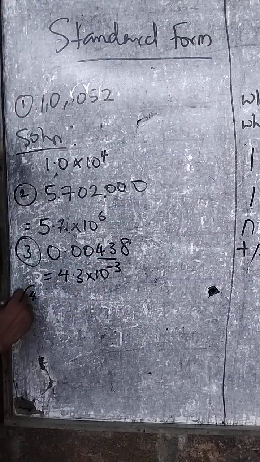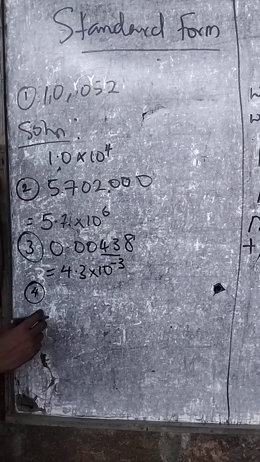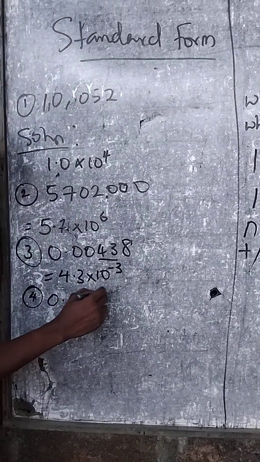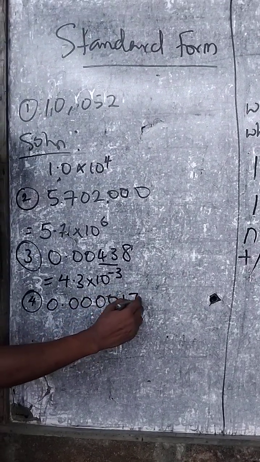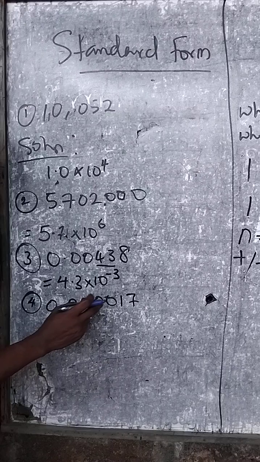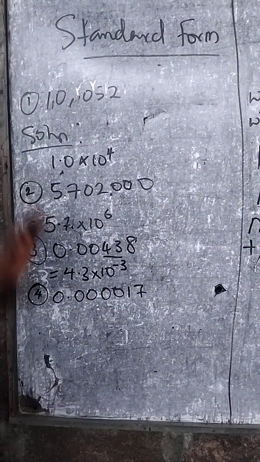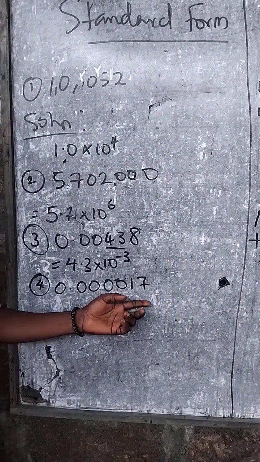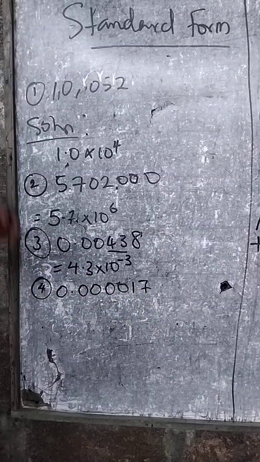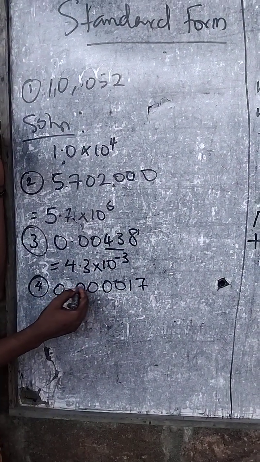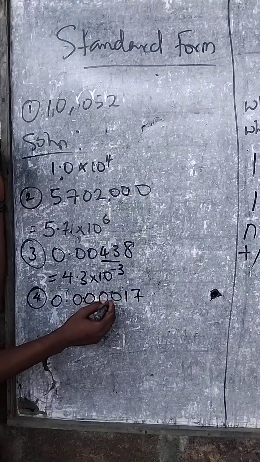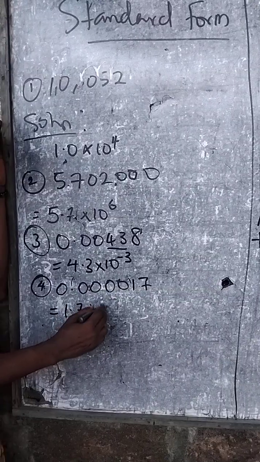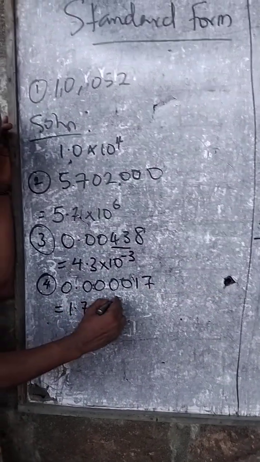Now let's look at another one. Somebody call the number for me. 0.000017. Looking at it from the front, what are the first two non-zero digits? 1 and 7. So we are going to move this decimal point there. Everybody count along: 1, 2, 3, 4, 5. So it's going to be 1.7 times 10 raised to power minus 5.